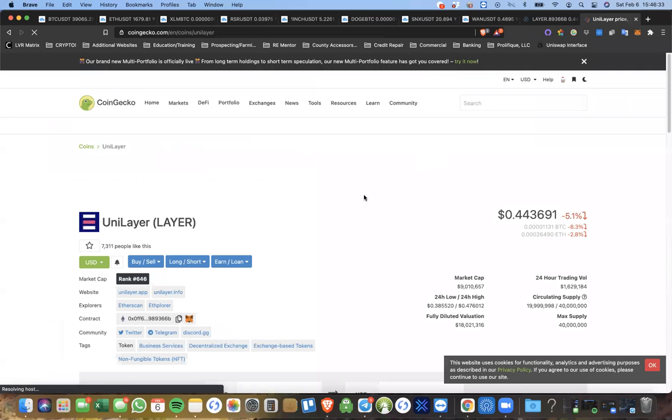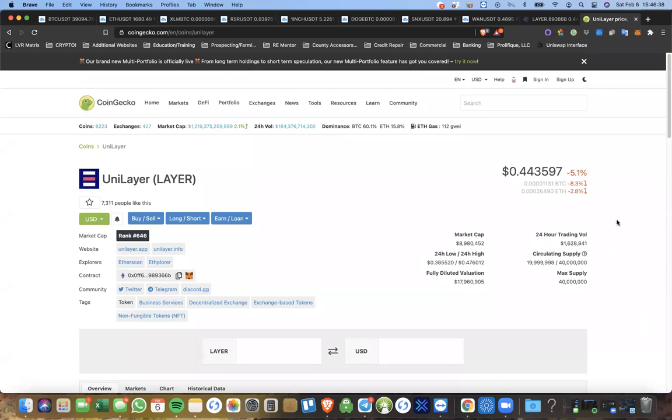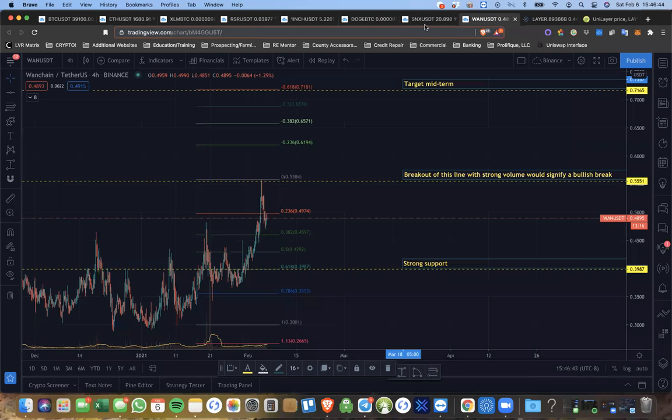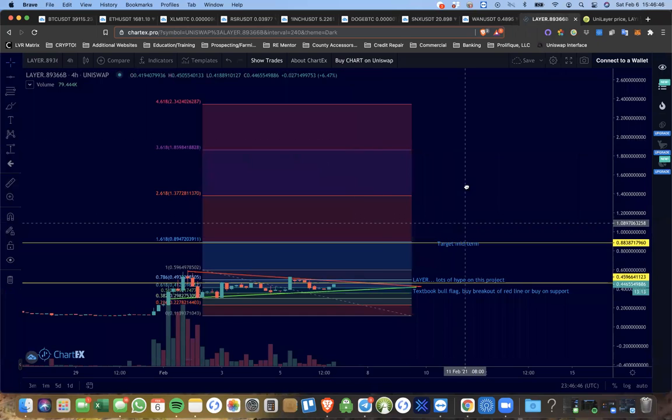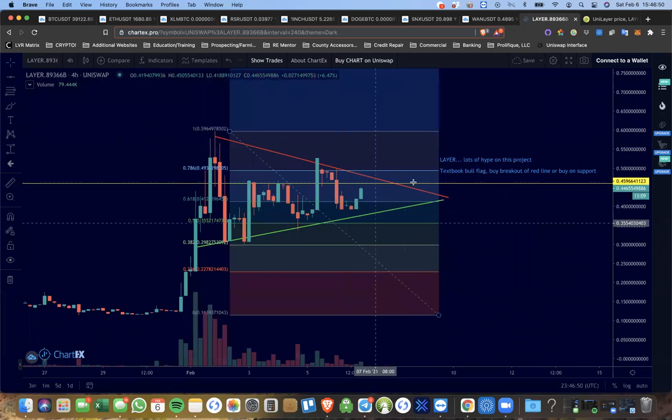Well, let me go through some of the fundamentals on this. I guess I'm doing this. Maybe I should have prefaced it. This is what I do before I get into a token, right? It doesn't matter how good the chart looks. Get in the token, see if it's worth it, right? Because this chart looks good. You know, we can all agree it looks pretty bullish.